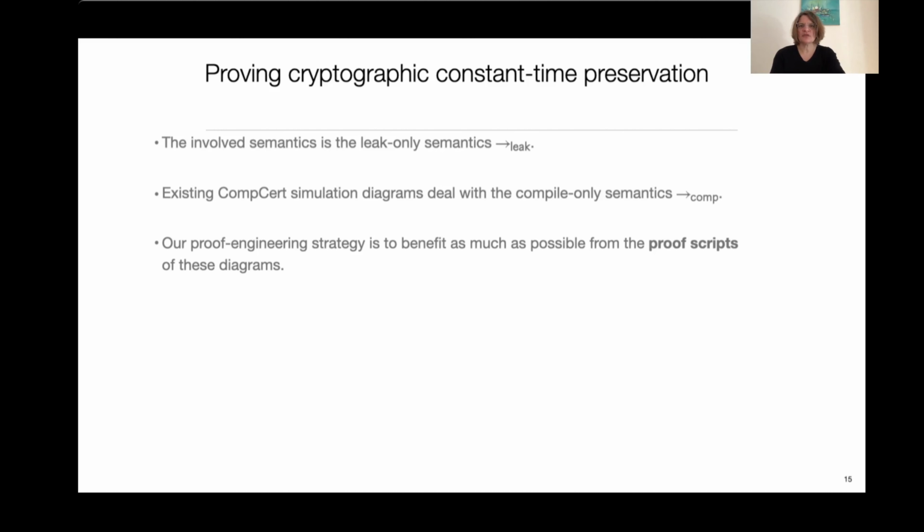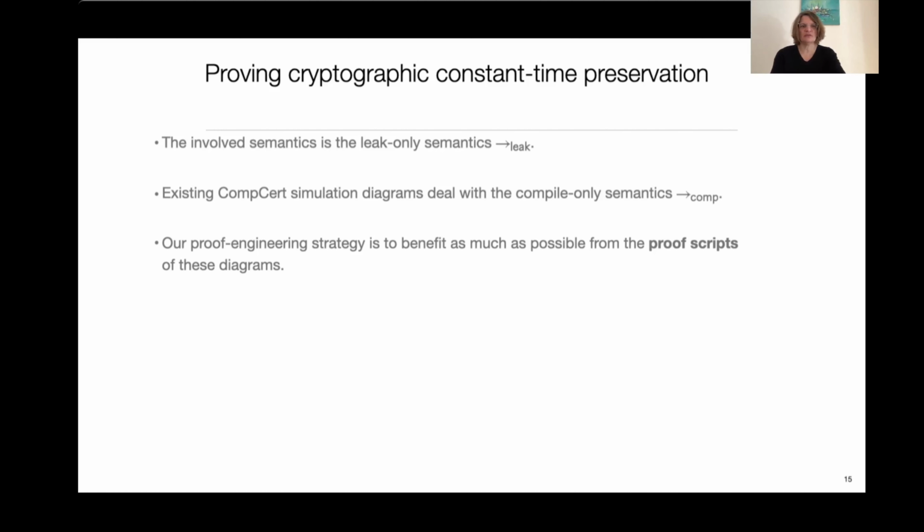CompCert is 100,000 lines of Coq, so modifying the CompCert development is really a matter of proof engineering. We spent a lot of time thinking of the methodology to follow before starting our proofs. On the one hand, our security property is related to the leak-only semantics. And on the other hand, there are simulation diagrams related to compile-only semantics that are already proved in CompCert. So how could we reuse them?